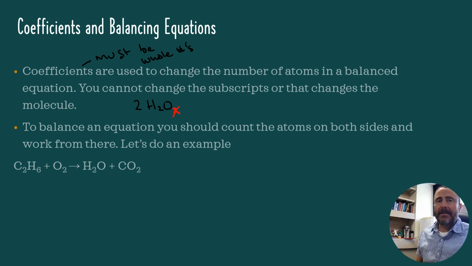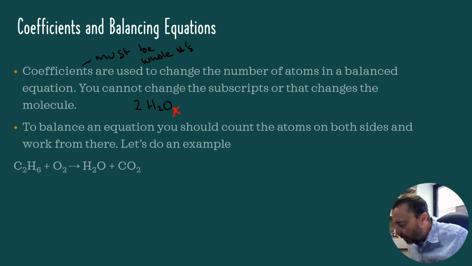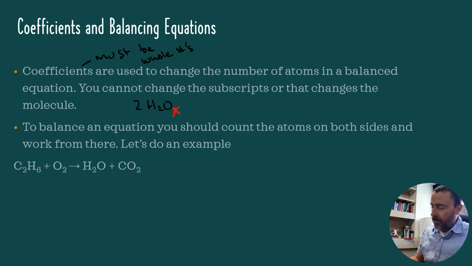To balance an equation, what I like to do is write out all of the different elements that I have on both the reactant and product side. So I'm going to have my reactants and my products, and then down the middle, I'm going to write each one of the elements. So I've got carbon, hydrogens, and oxygens. Now I'm going to start counting things up.